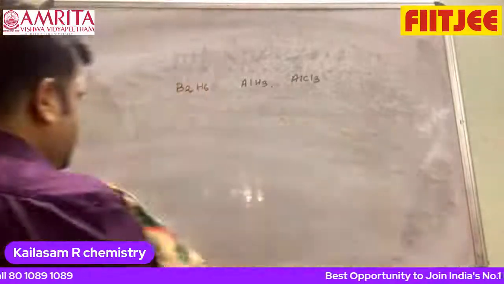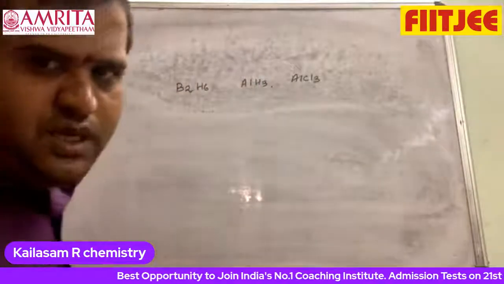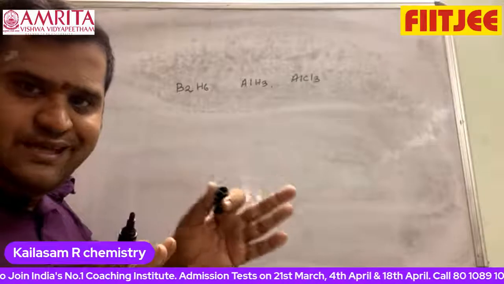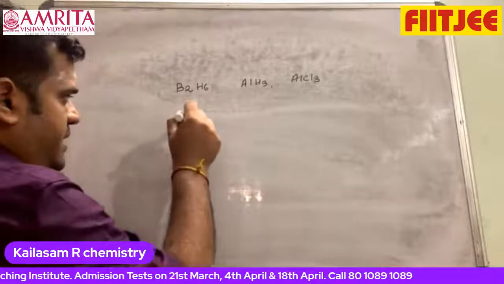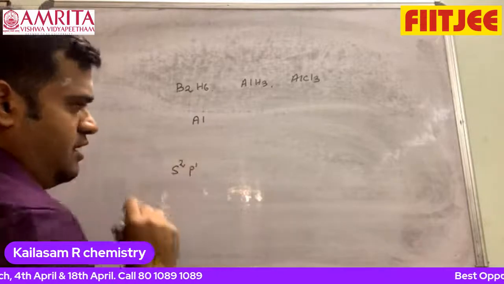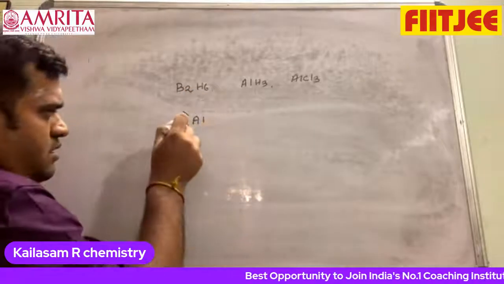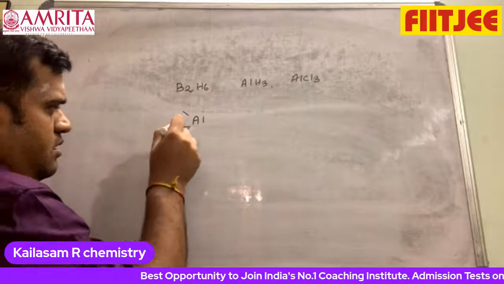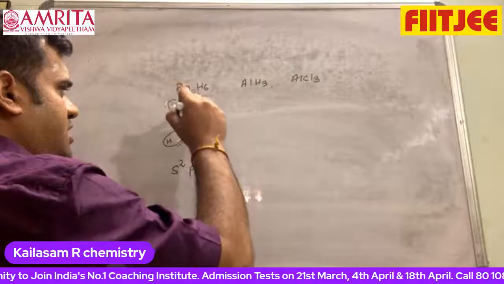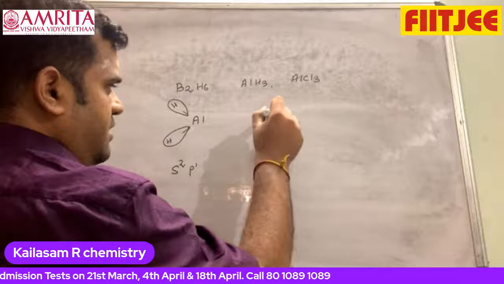Now AlH3, same logic. This also has 3 center 2 electron bonds. How? Take aluminum. What is its valence electron configuration? We can say s2p1. Now, same logic. Hydrogen gives 1 electron, hydrogen gives 1 electron, aluminum gives 1 electron. Same here, aluminum is also there.